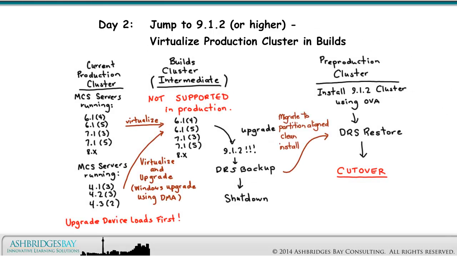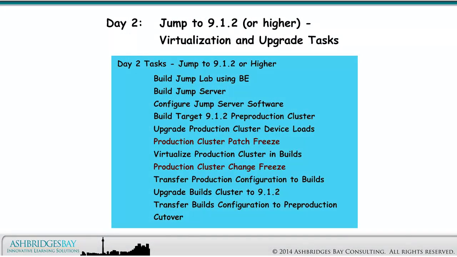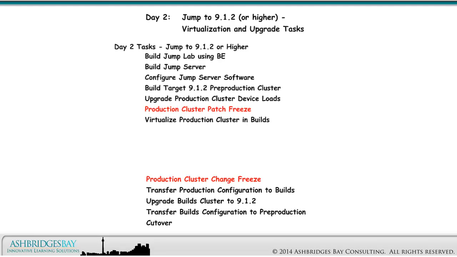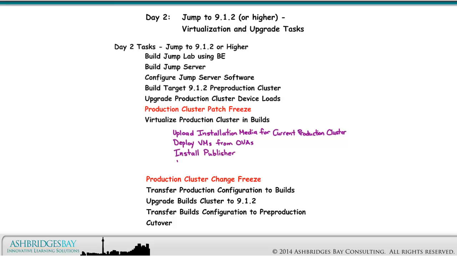This is an overview of the jump upgrade in virtualization. This drawing looks at virtualizing the current production cluster in Builds. Here are the tasks for a jump to 9.1.2 virtualization and upgrade. On day 2, a figurative day, we virtualize and upgrade our CUCM cluster. Here are the individual tasks for virtualizing the production cluster in Builds. Upload installation media for current production cluster, deploy VMs from OVAs, install publisher, and install subscribers.